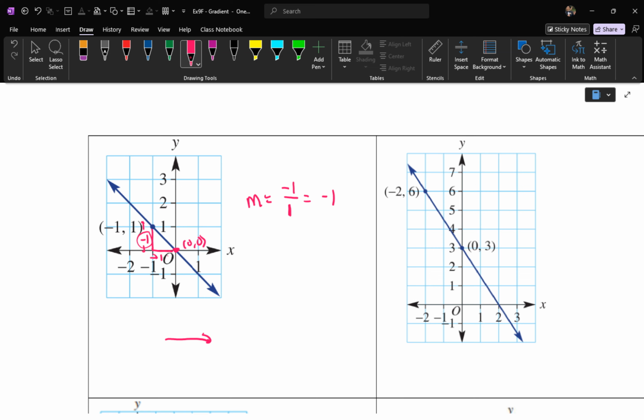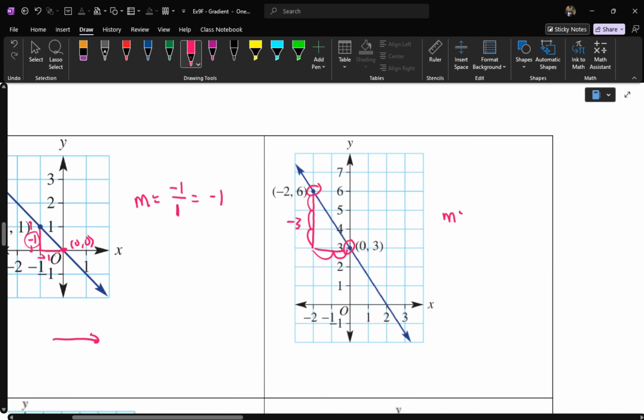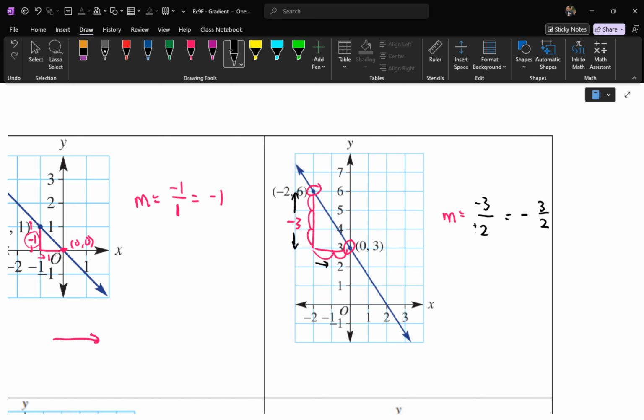Same thing with this one. Let's pick 2 points. They've got 2 points here. Okay, so I'm going down. How much down am I going? I'm going 1, 2, 3 down, so -3. And then I'm going across 1, 2. So I'm going across 2. So what's my vertical distance? Vertical distance is down 3, across by 2, and it's a positive 2. So my gradient is negative 3 on 2. You don't have to write it as a decimal. You can leave it as a fraction. So it's negative 3 over 2. That's my gradient.